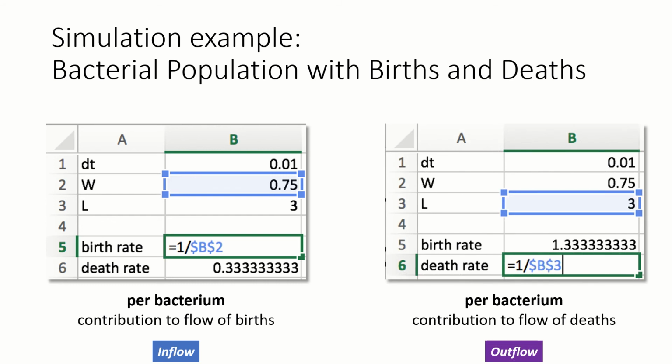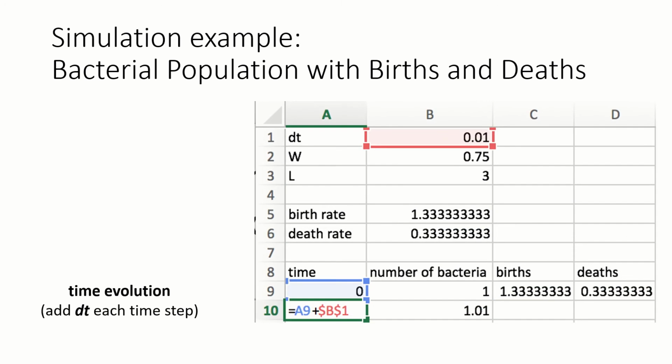Similarly, I'm going to create a death rate, which will be 1 over L. So it's just a rate. I get this many births per second per bacteria, this many deaths per second per bacteria. And with those two things together, I can now take the spreadsheet that you were working on last time, and I can add my outflow. So here's basically the spreadsheet you had before, but I added the L. Here's the birth rate and death rate, which are just 1 divided by these two things.